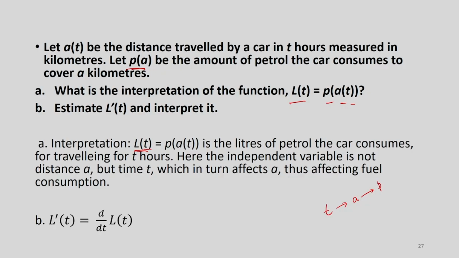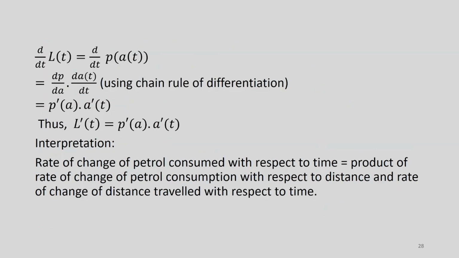Secondly, what is L prime t? L prime t is the derivative of the L function with respect to time. So, that is d/dt of L(t), and we write it as follows, because I know L(t) is equal to P of A of t. So, I write that explicitly, and then I take the derivative of this using the chain rule of differentiation, and that will give us dP/dA multiplied by dA/dt, where A is a function of time.